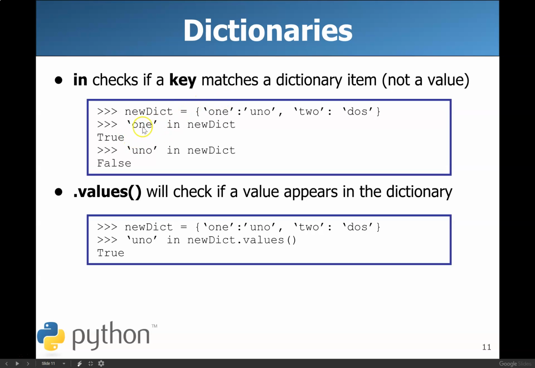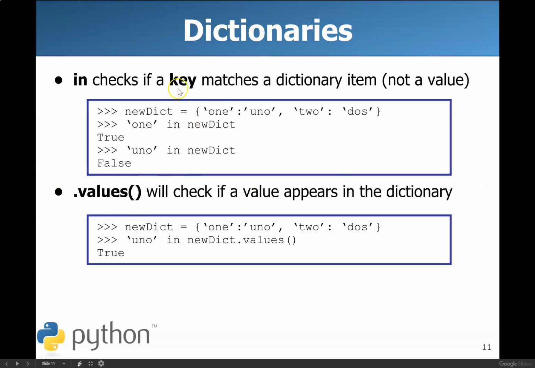So when it checks something, it checks, is it in this key? No. Then is it in this key? Nope. Then I'm done. Okay? It doesn't check the values, it only checks the keys. That's why 1 is true, but uno is false, because 1 is a key and uno is a value. If I had checked, is 2 in new dict, it would also give me true, because 2 is in the key spot. If I checked if dos was in the new dictionary, I would get false again, because dos is in the value.